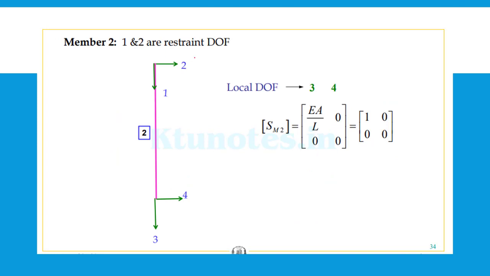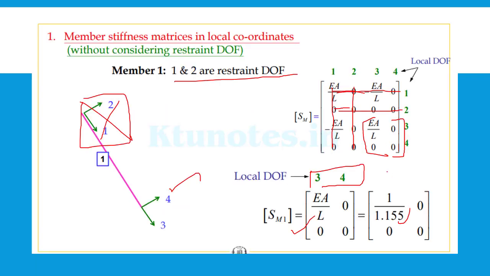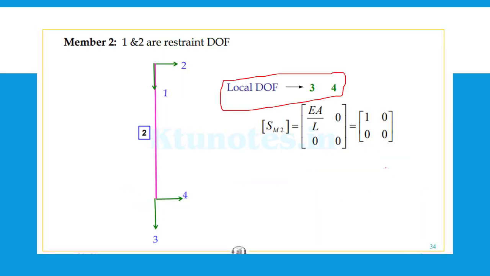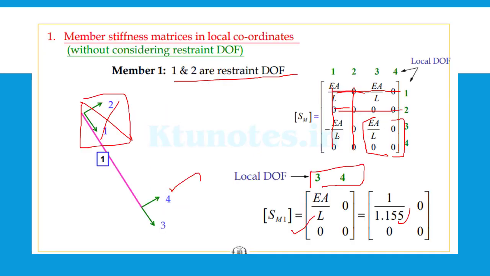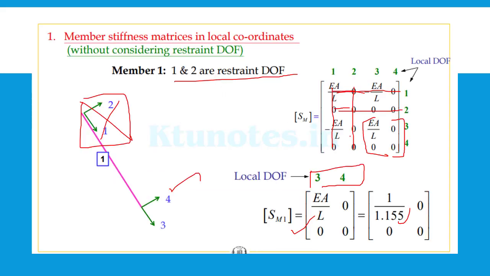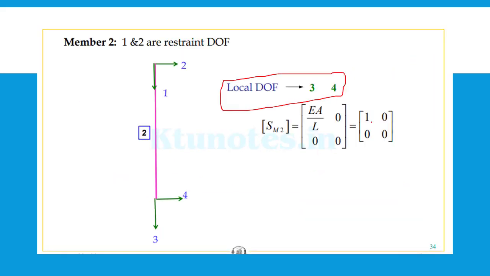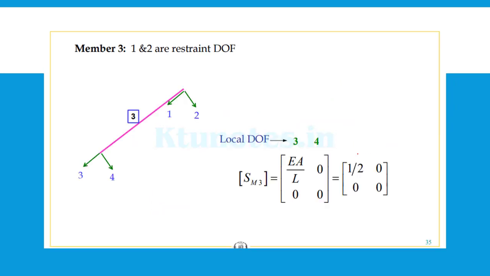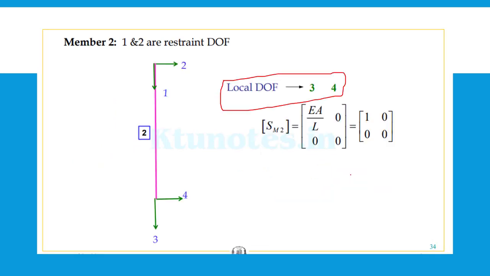For member 2, 1 and 2 are the restrained degrees of freedom, and 3 and 4 are free, so the degrees of freedom will be only for 3 and 4. It will be the same as the previous one, EA by L, 0, 0, 0. The values are written here. The length of this member is 1 meter from here to here, so EA by L is equal to 1 by 1. Similarly for the third one, here also these will be the restrained degrees of freedom. So EA by L, 0, 0, and here the length will be 2 meter.